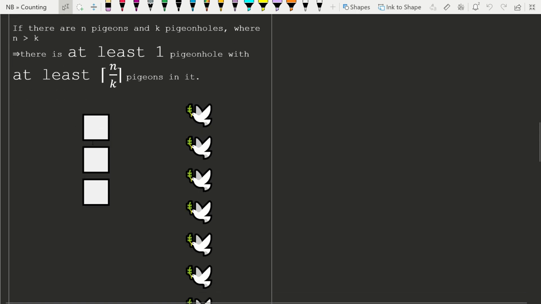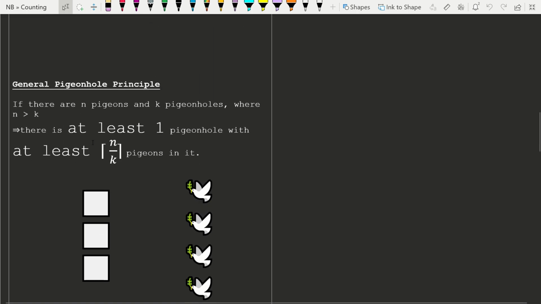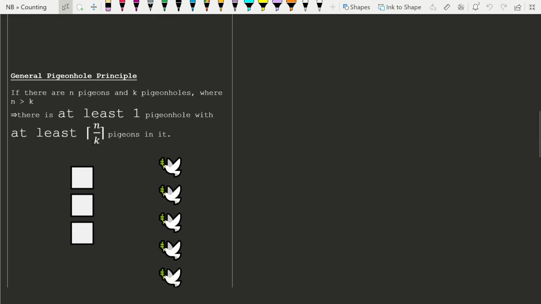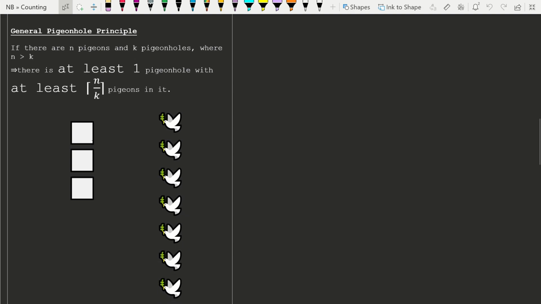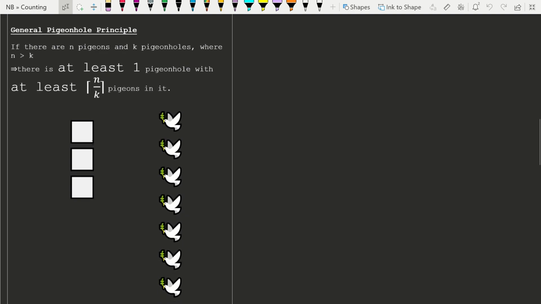Okay, now let's look at the general pigeonhole principle. In the general pigeonhole principle, what changed is the number of pigeons. So it says, if there are n pigeons and k pigeonholes, then there is at least one. This is the same as the basic one.